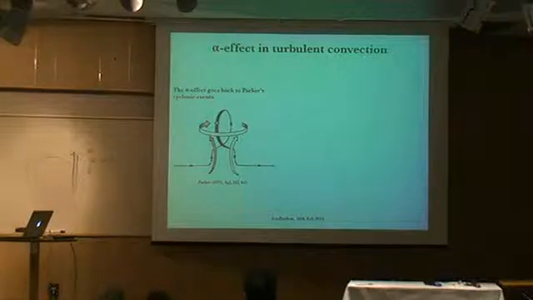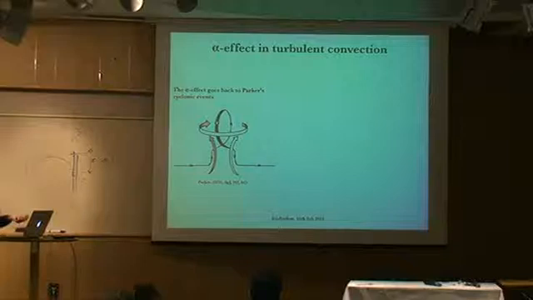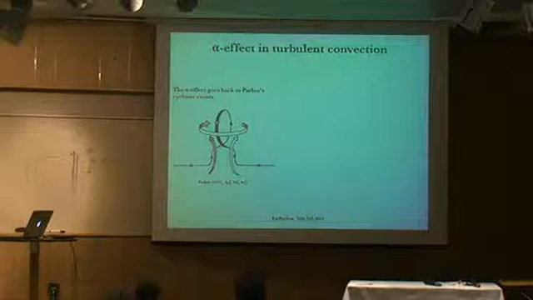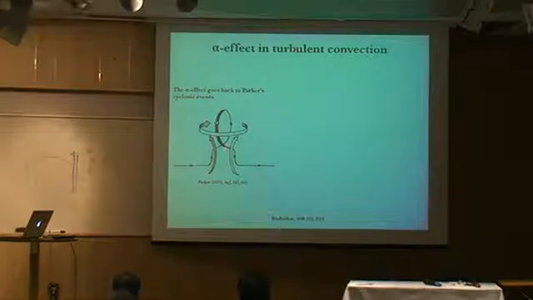this alpha effect in turbulent convection goes really back to Parker's cyclonic events in his 1955 paper. Here is a more recent picture which really shows the physical reality of the cyclonic event. So you have a field line, and then you have a convection cell which is coming up, and it's being rotated, and this brings you this loop of a poloidal field from an initially toroidal field.